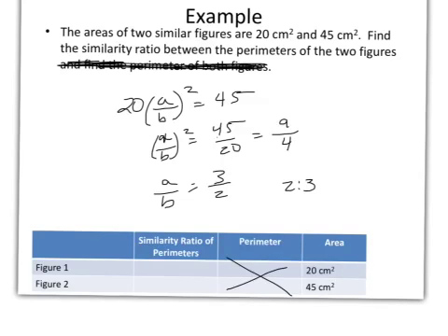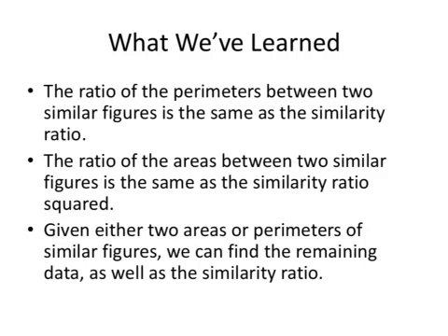So again, hopefully these problems are helping you realize how to work with similarity ratios, and the back and forth nature between smallest to biggest and biggest to smallest, and how those are reciprocals of each other. So what we've learned is the ratio of the perimeters between two similar figures is the same as the similarity ratio. We've learned that the ratio of the areas between the two similar figures is the same as the similarity ratio squared.